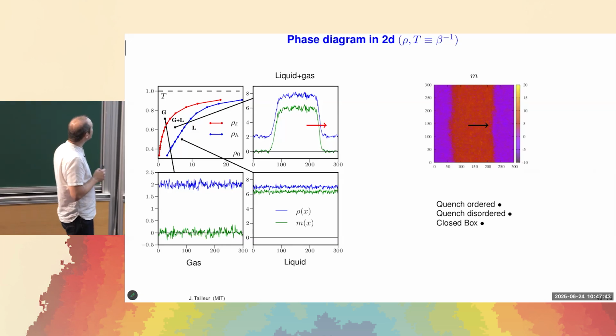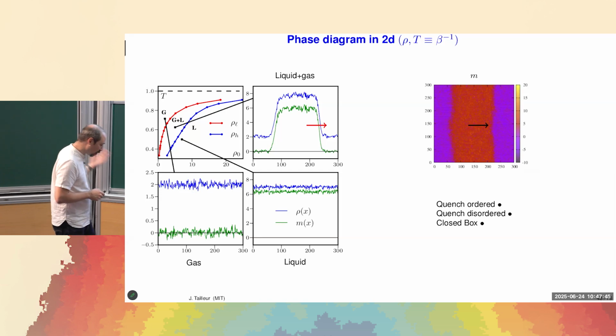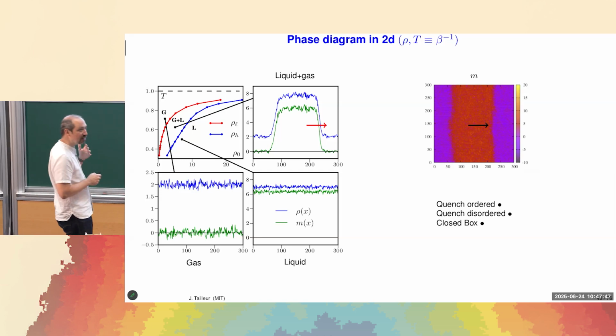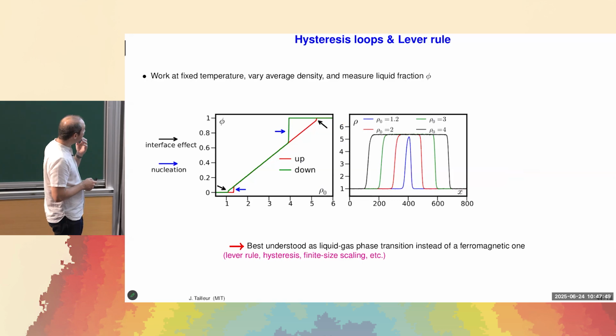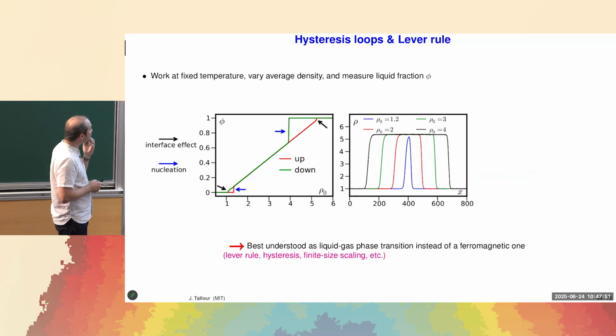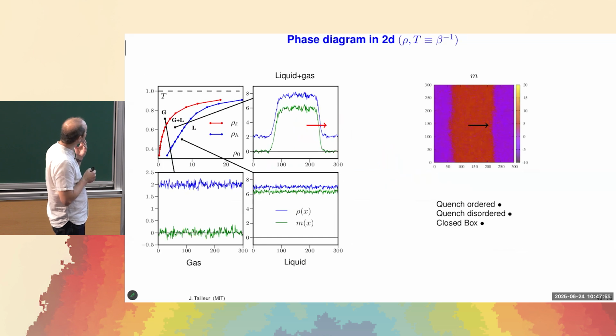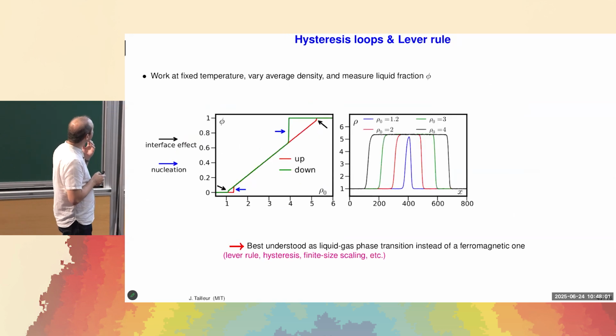And if you try to do the standard finite size scaling for ferromagnetic transition in this system, you fail miserably. And the reason is that actually this is not a ferromagnetic transition, it's a liquid gas transition. So to see that, what you can do is you can work at finite temperature, and you can ramp up and down the density. And this is what you see.